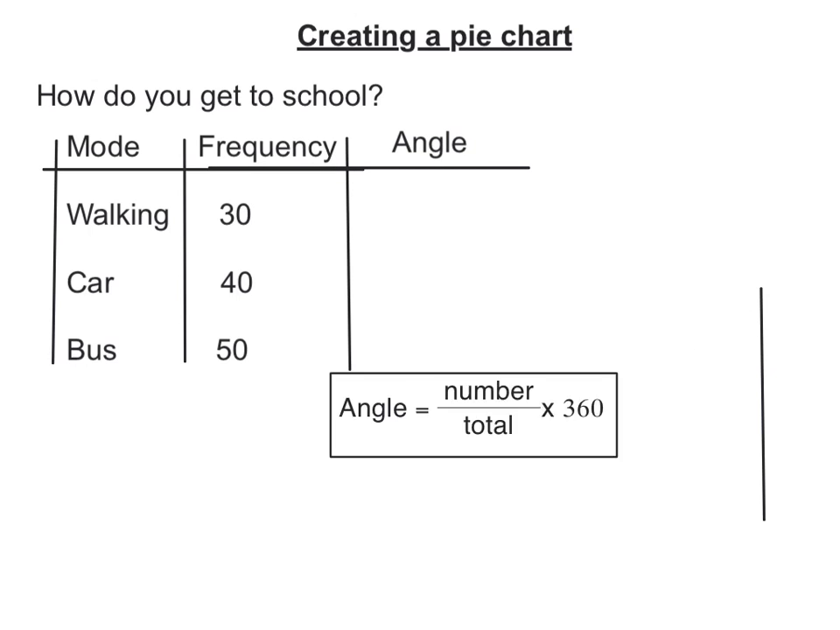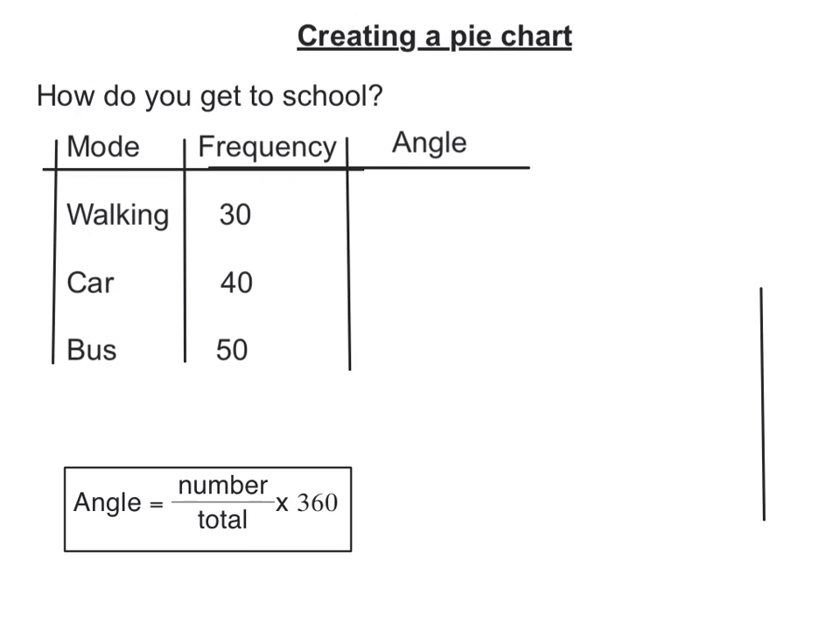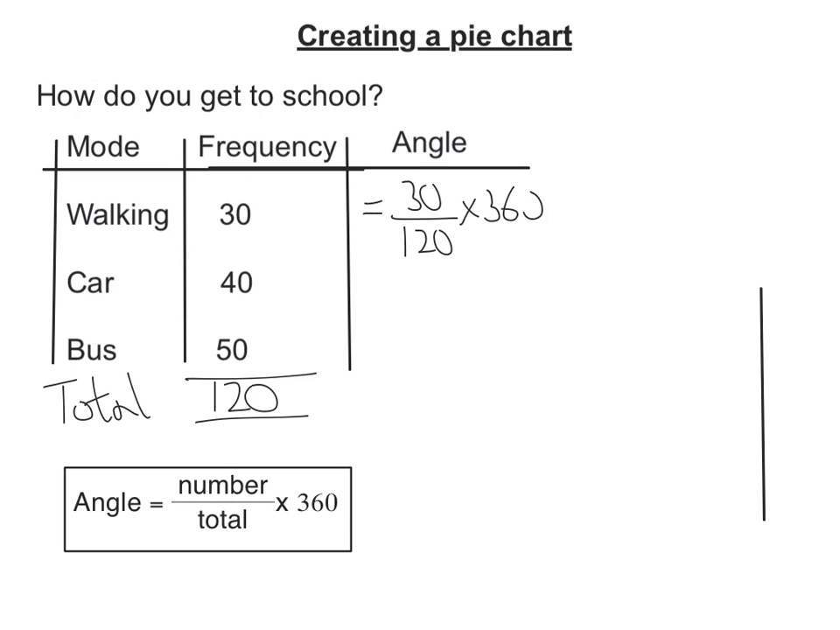And we use this formula here, number over total times 360. So let's work out the total first for this. So if I add up 30, add 40 and 50, I get 120. So to work out the angle for the walking, it's going to be 30 over 120 times by 360. If I put that into calculator, I get 90 degrees.